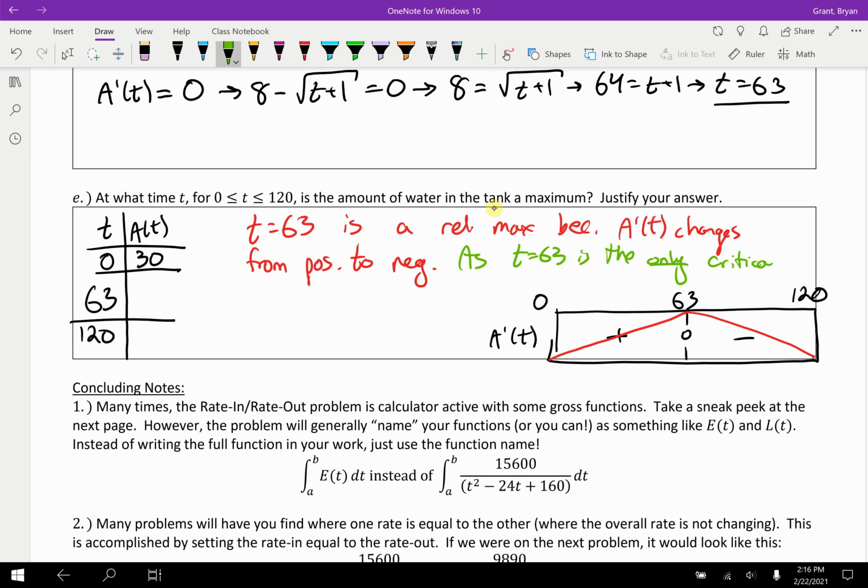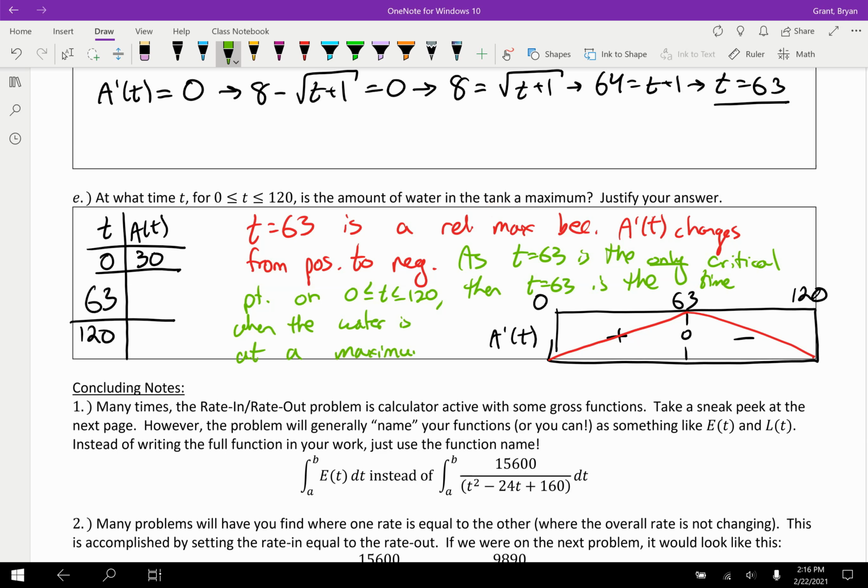And sometimes it's the only critical point on this interval, so it's probably not a bad idea to say it's the only critical point on 0 less than or equal to t less than or equal to 120. Then t equals 63 is the time when the water is at a maximum.